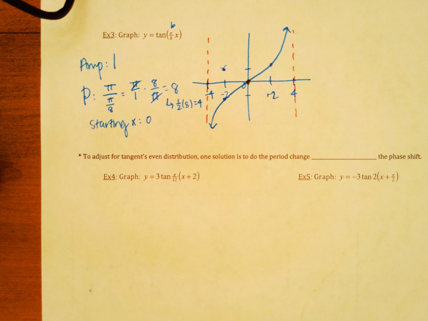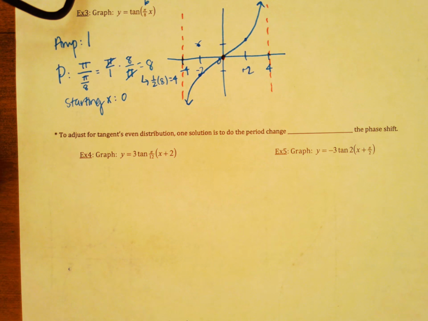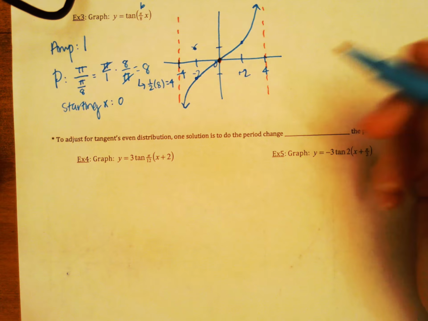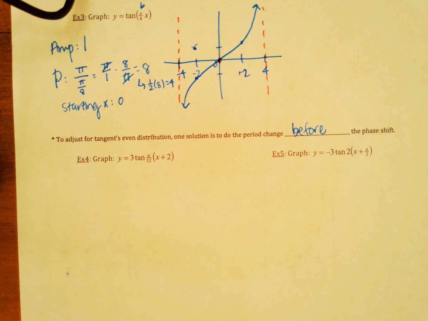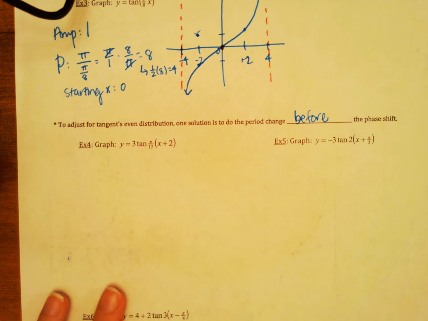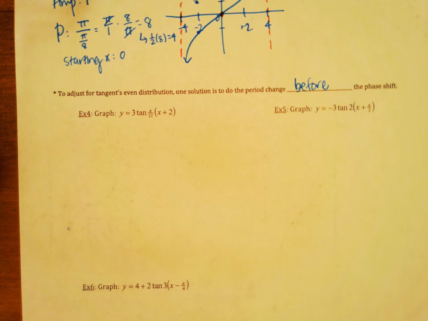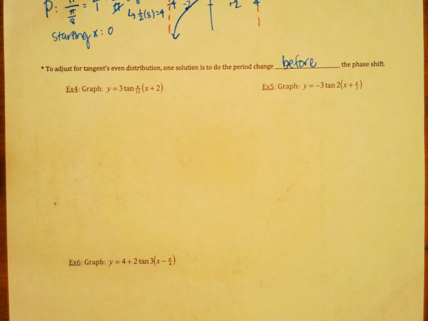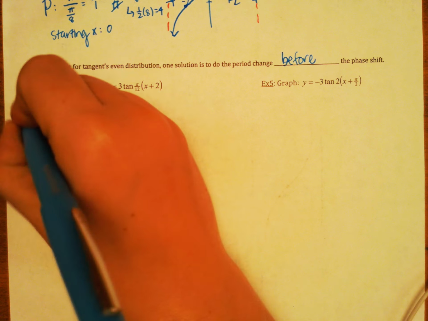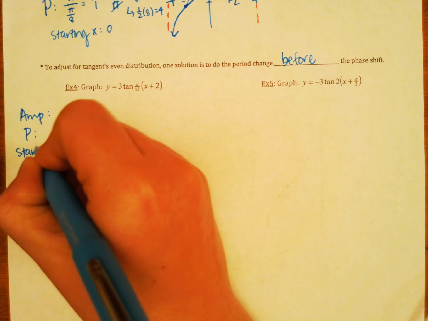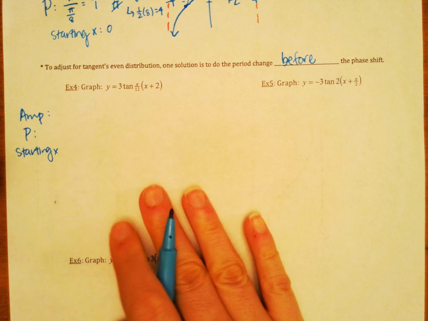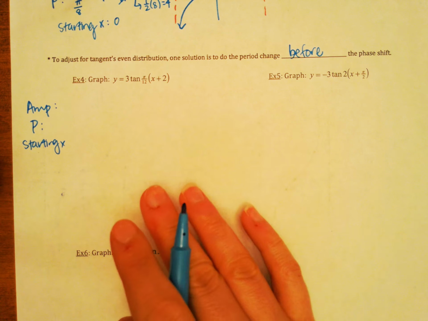Okay, so let's try a little bit of a harder one. And the way we're going to do that is we're actually going to look at our period change before we do our phase shift. We'll draw a separate little x-axis, and that'll help us keep things a little bit straighter, so we don't have to worry about that as much. Okay, so the only thing I'm not going to include in this list is the ending x value, because that's different.